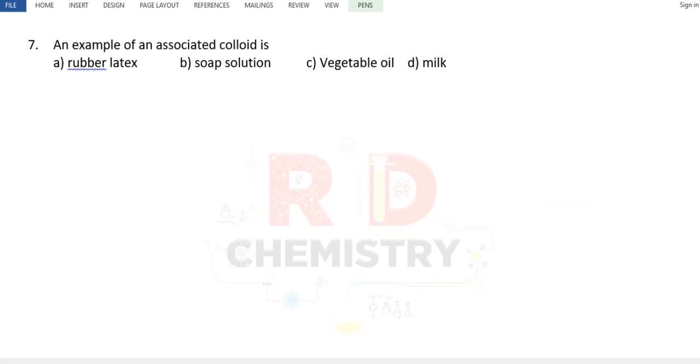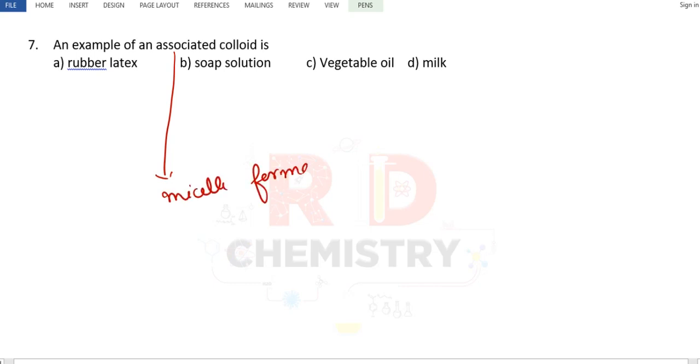Question number 7. An example of associated colloid. Associated colloid generally forms micelle formation. Micelle formation is possible at critical temperature. Okay. So which one can form micelles? Soap solution can form the micelles, right? Therefore, B is the answer.